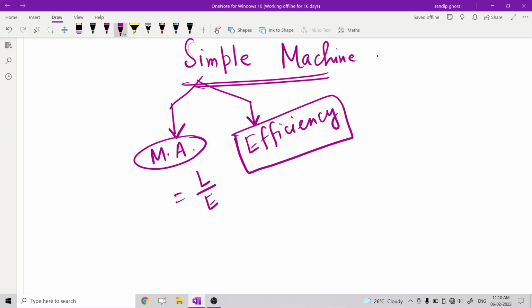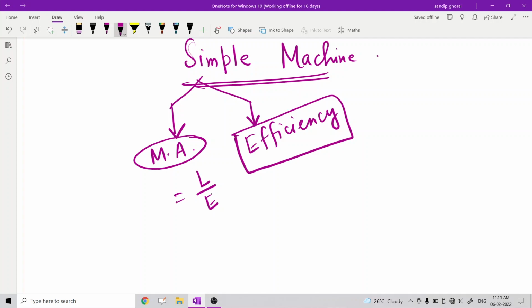Whereas efficiency means the ratio of output energy to input energy of a machine. Suppose you give energy to a machine and you get back the same energy, then you can say the efficiency of the machine is 100%. Suppose energy in joules: if you apply 100 joule to a machine and you get 100 joule back, then you can say efficiency is 100%.